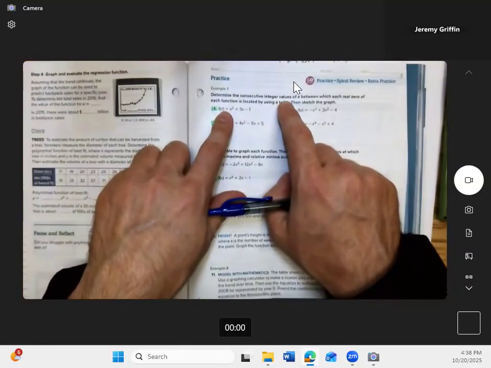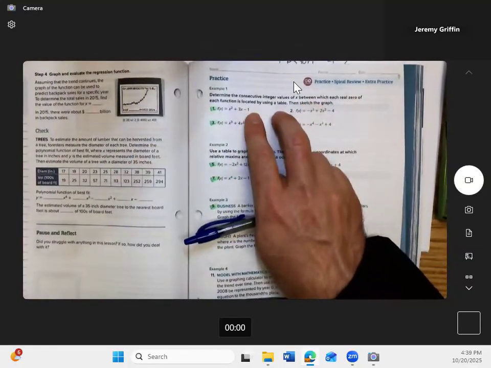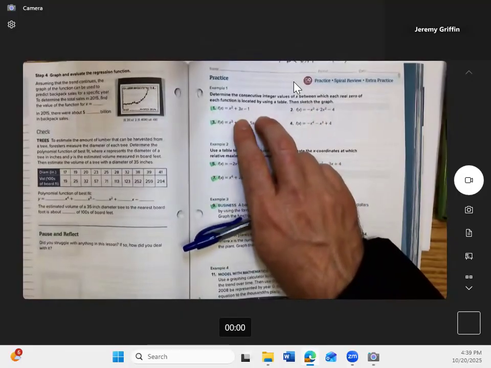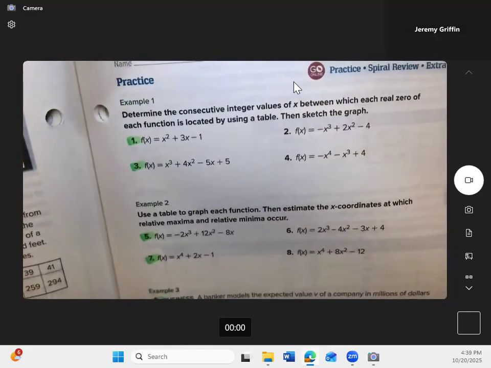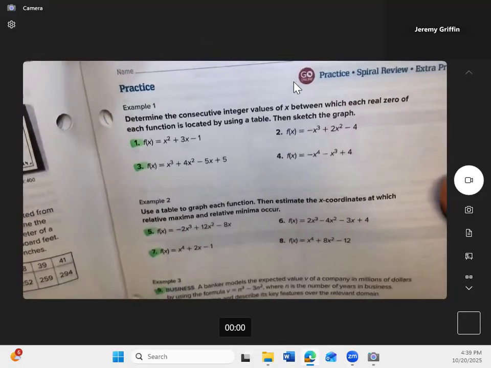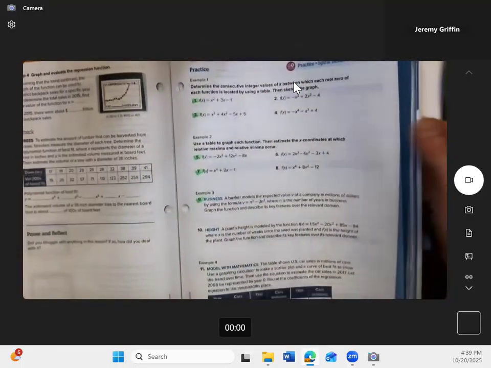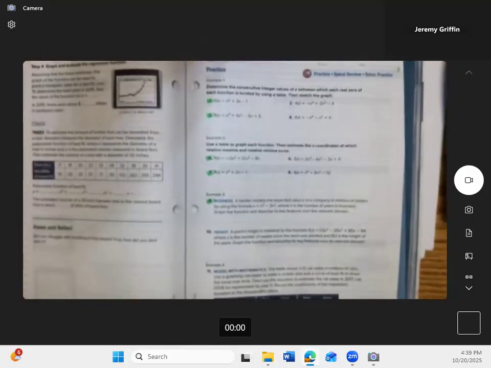Determine the consecutive integer values of x between each real zero occurs by using a table, then sketch the graph. Right? So it gives you some polynomials where we're trying to find the x-intercepts basically, and maybe they don't want exact decimal values. They just say, okay, between 3 and 4 it crosses the x-axis, something like that. Between x is 3 and x is 4, for example. Right? So I went ahead and plotted this in Desmos to begin with anyway.